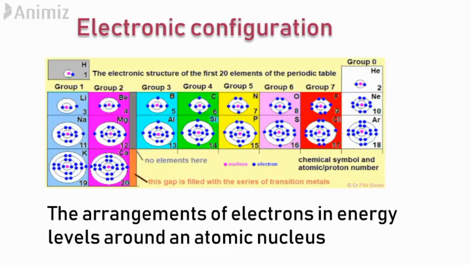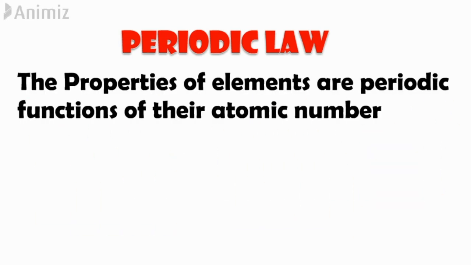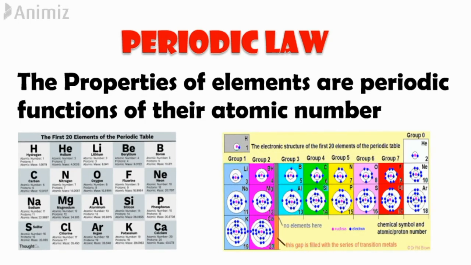Now, based on this, let's talk about the periodic law. It states that the properties of elements are periodic functions of their atomic number. This means, here you can observe the first 20 elements in the periodic table arranged in the ascending order of their atomic numbers, and the elements with similar properties are arranged in a column form. Therefore, this is known as the periodic law.